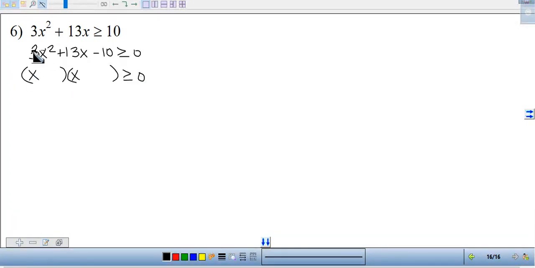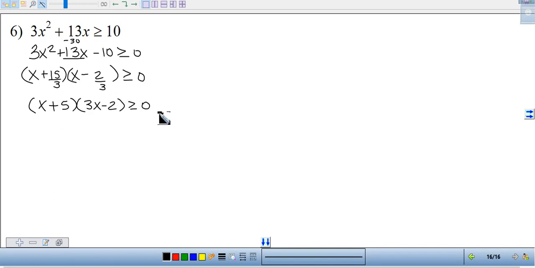So I'll take 3, multiply it times -10, and that gives me a -30. I need two numbers that multiply to -30 that can subtract and give me 13. Remember, I know they subtract because they've got opposite signs. All right, it's 15 and 2. 15 is my positive, 2 is my negative. Now don't forget, because you had this lead term, you have to divide each of them by 3. That gives me x plus 5 and 3x minus 2.